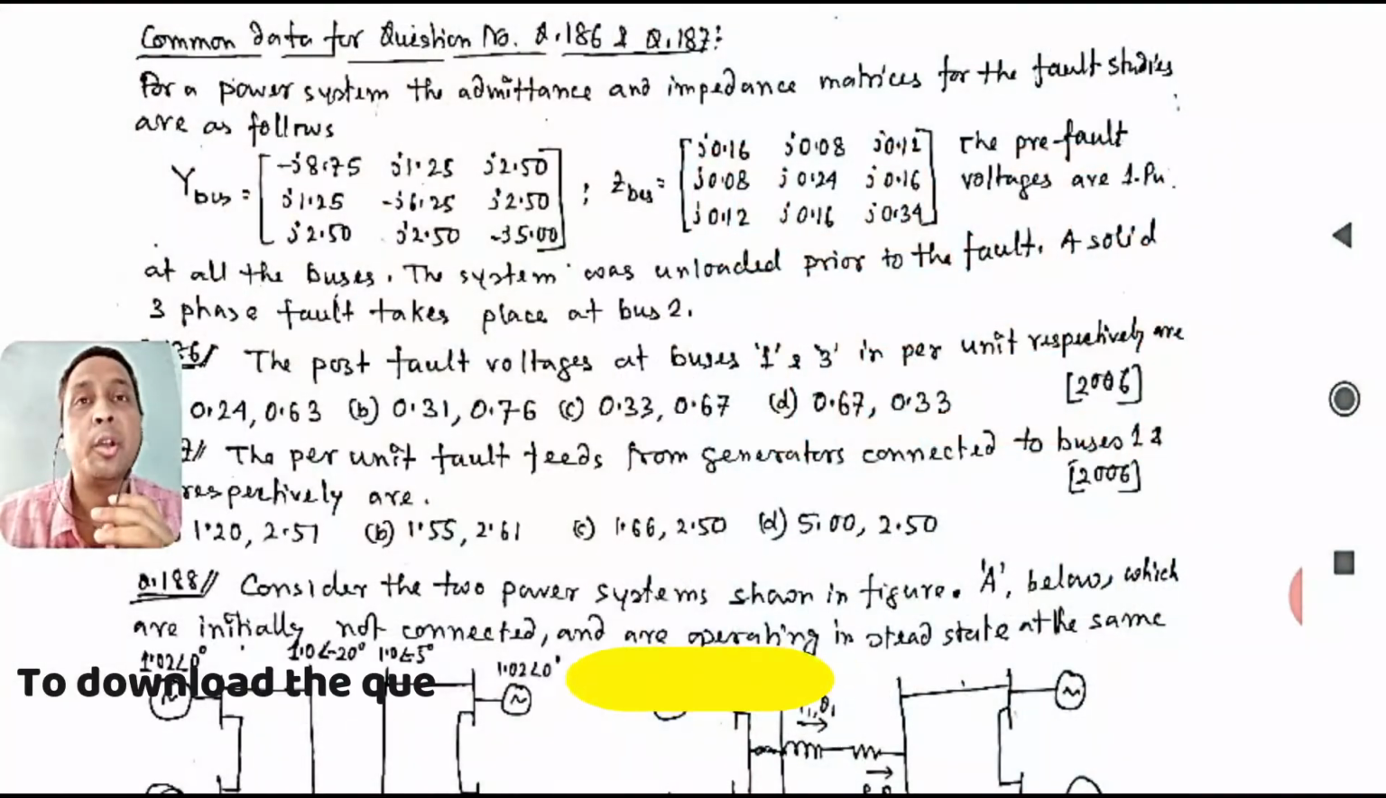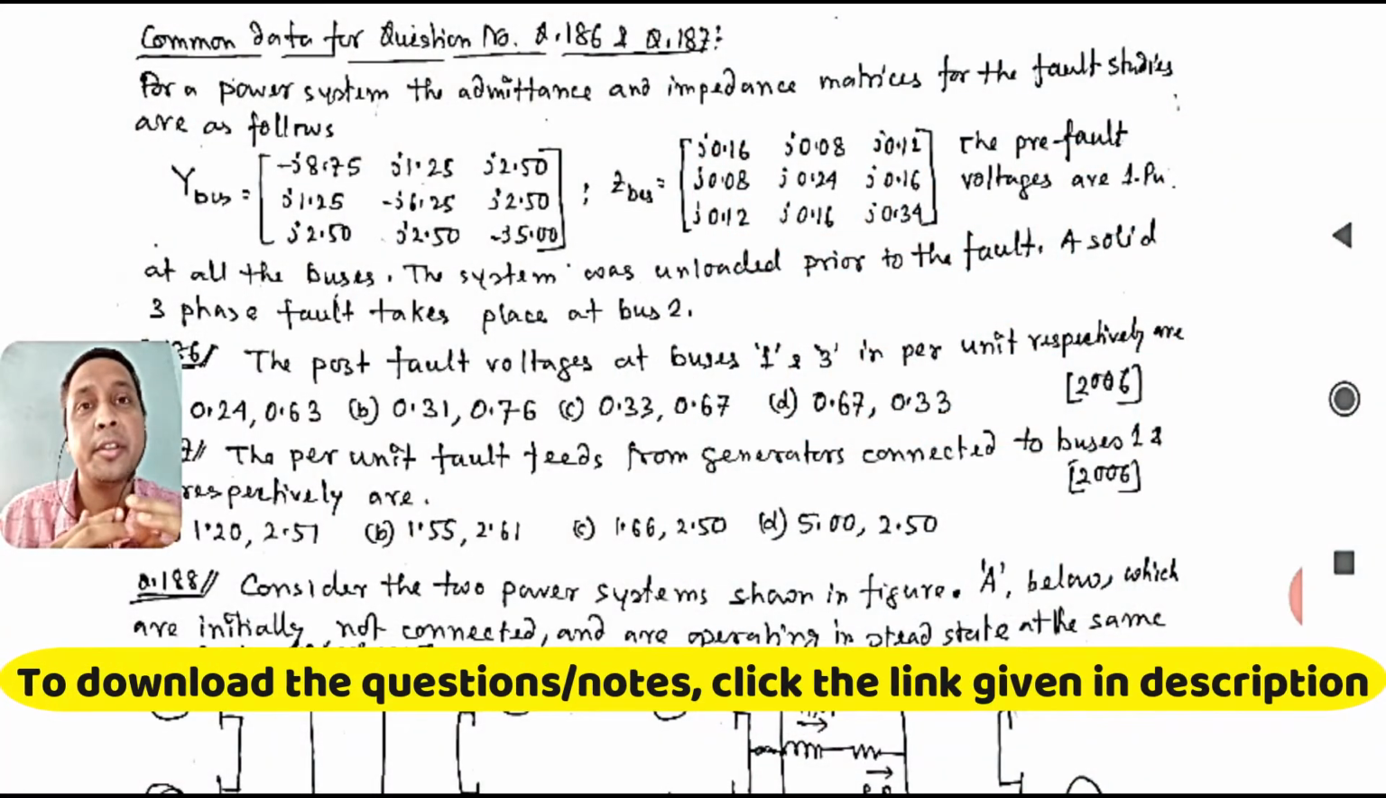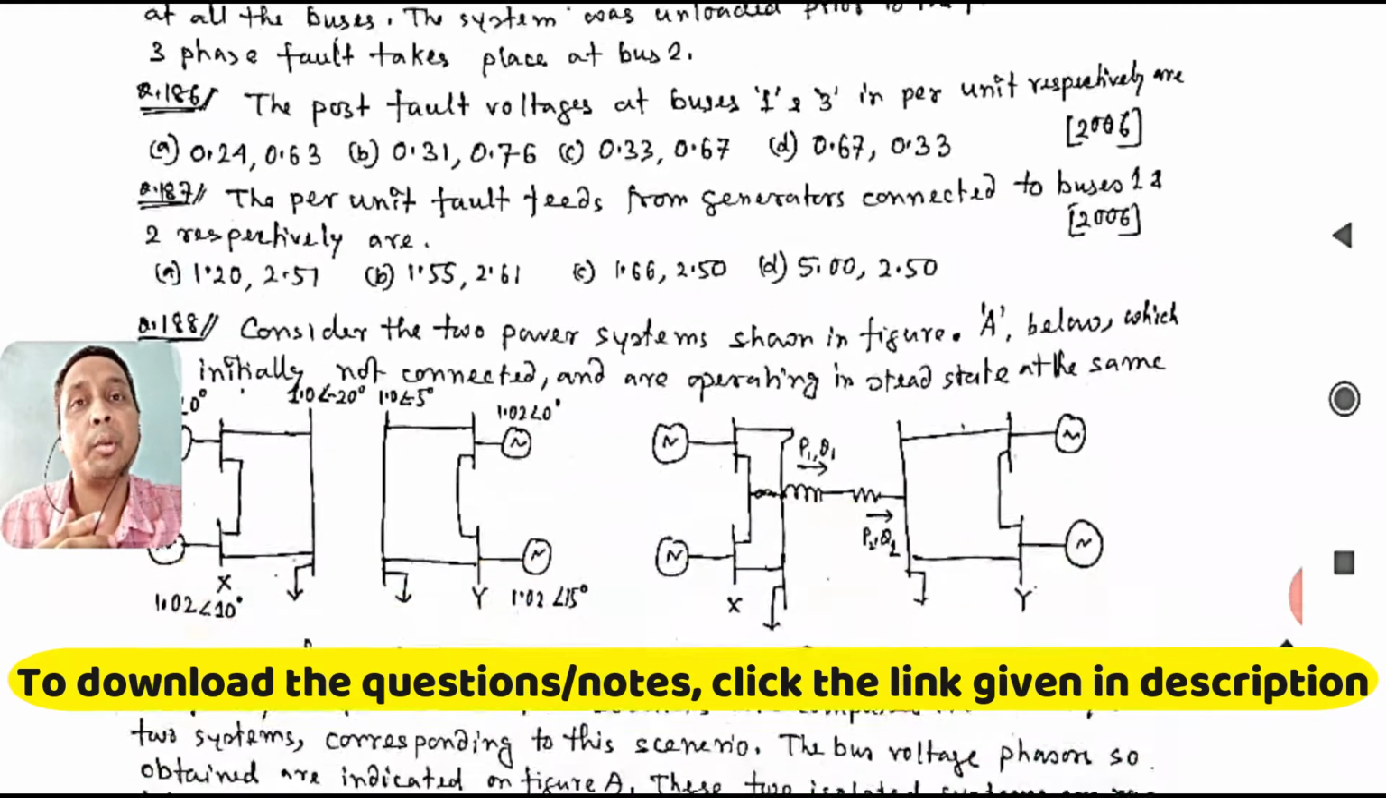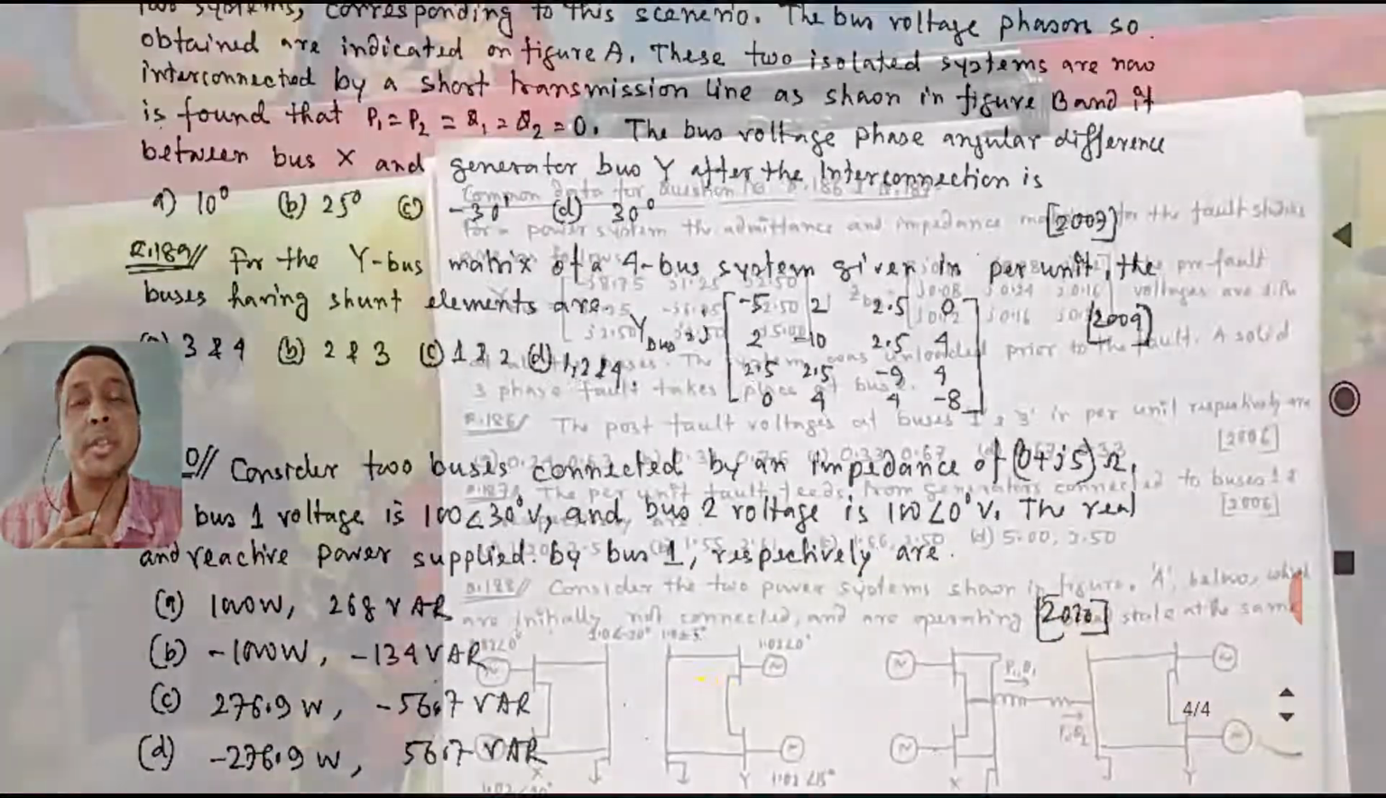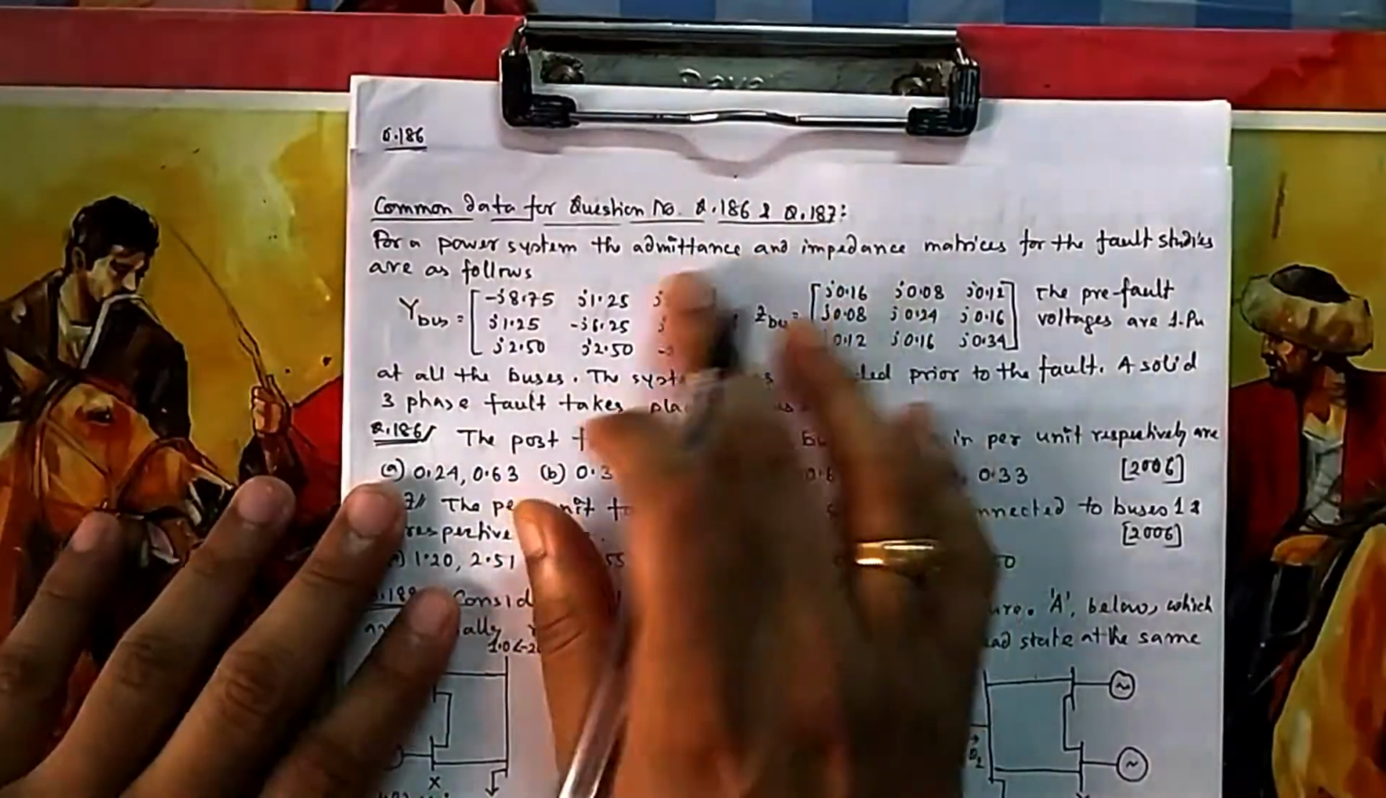Okay students, welcome you all to this new lecture in the Power System series. So today again we will be solving 5 questions, starting from question number 186 up to question number 190. Okay, then let's try to solve these questions. For question numbers 186 and 187, there is common data.